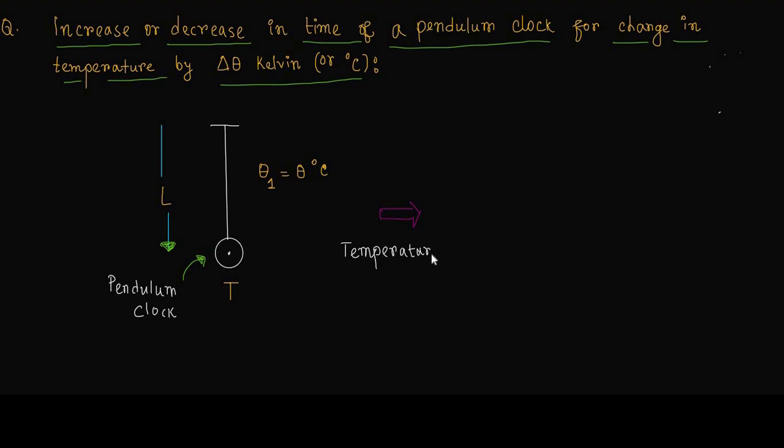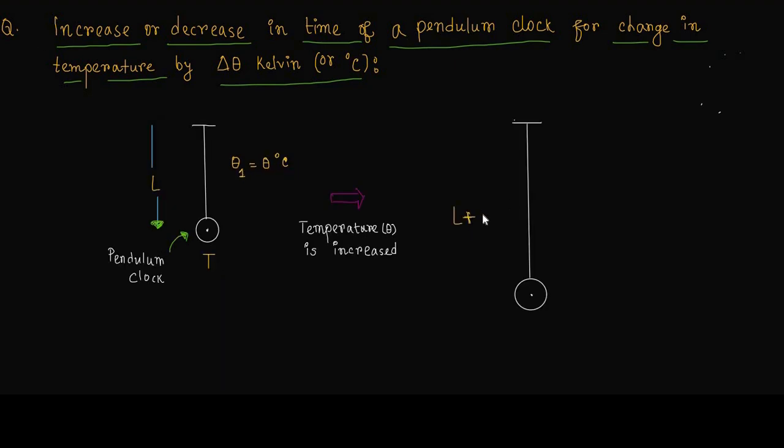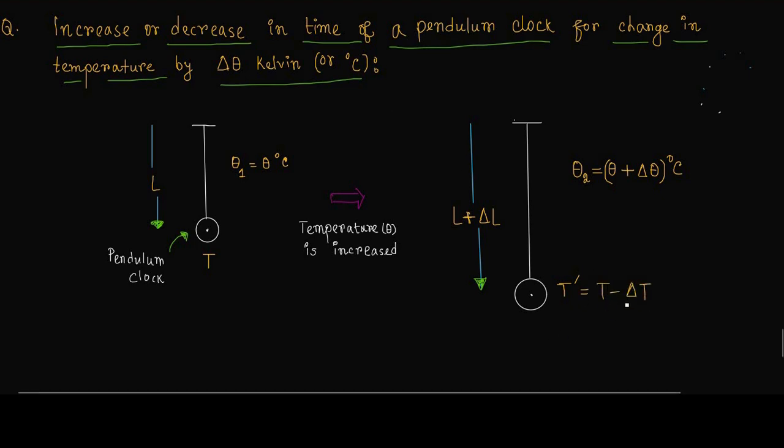Now the temperature of the pendulum clock is increased, and due to the rise in temperature, the effective length of the simple pendulum increases to L plus delta L. The final length becomes L plus delta L at the final temperature theta 2 equal to theta plus delta theta degree C, and the time period becomes T prime, which is T plus delta T. The time period of the pendulum clock increases to T plus delta T.